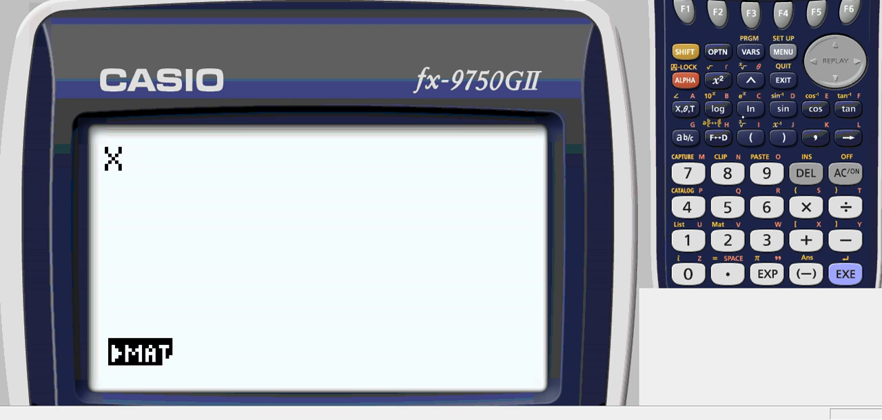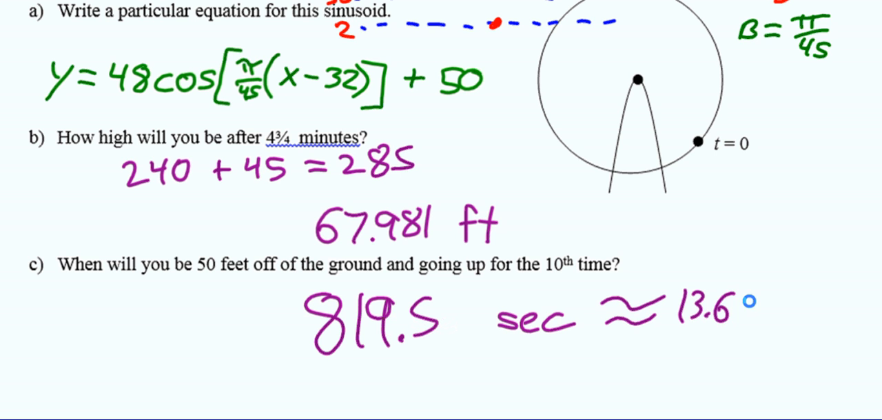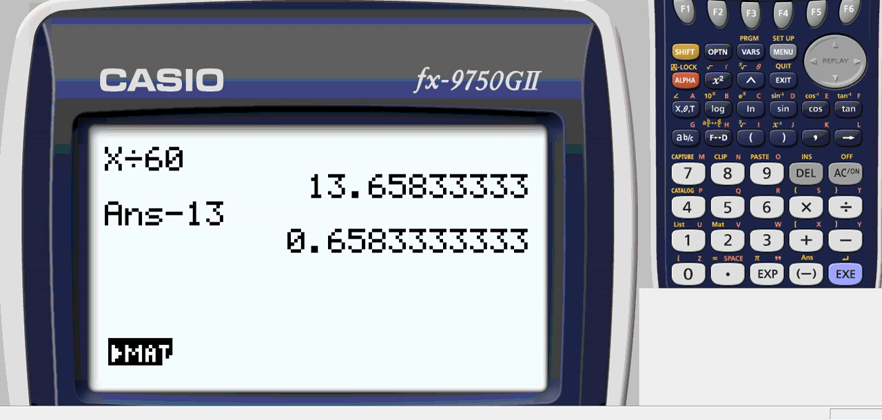So if you want to figure out how many minutes that was, divide it by 60. Just using x, since that was our x value, it will keep it saved. So it's 13.6583 minutes. If you want to make that be minutes and seconds, just subtract the 13 and multiply the 0.6583 back by 60. And that will tell you how many seconds: 39.5 seconds.